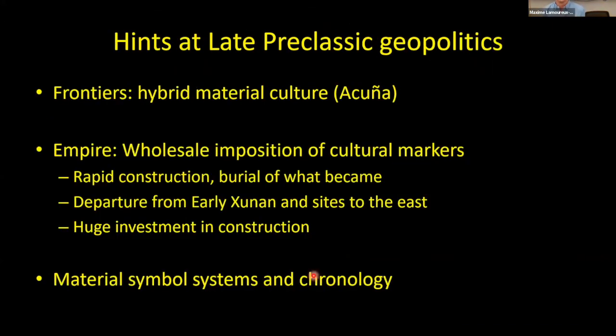So what does this all tell us? We only have hints at what this might mean for late pre-classic geopolitics. I think it's interesting to think about how we think about frontiers in this time. One way that we might expect to see frontiers in the Acuna model is having hybrid material culture indicators. But what we really are seeing is a more wholesale imposition of cultural markers at Actuncan, based on the rapid construction of the site, the burial of what came before, and the departure and abandonment of early Chinatonic at the same time. And the huge investment in construction that this monumental building made.